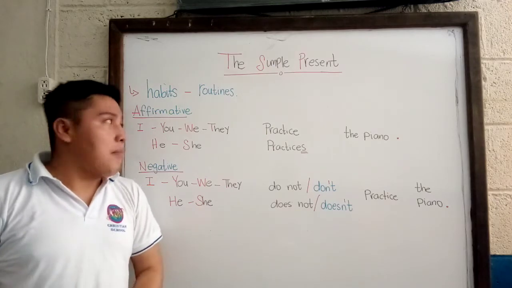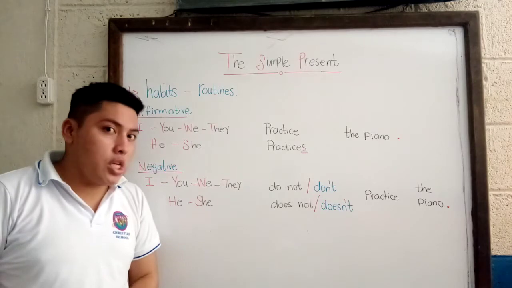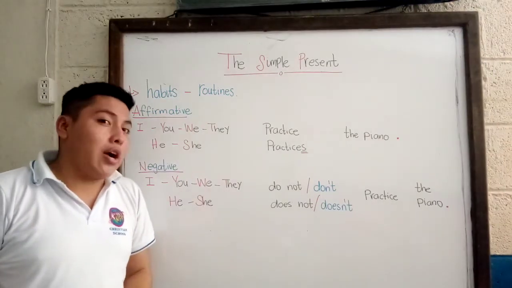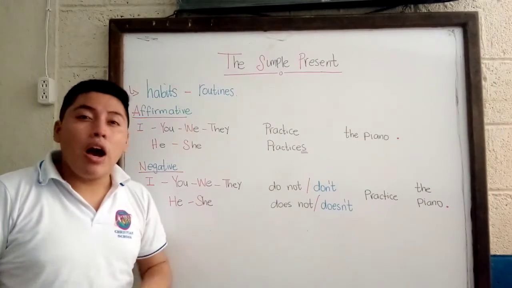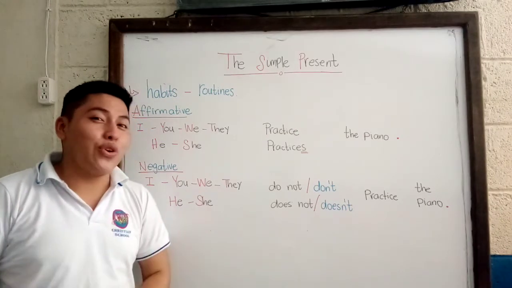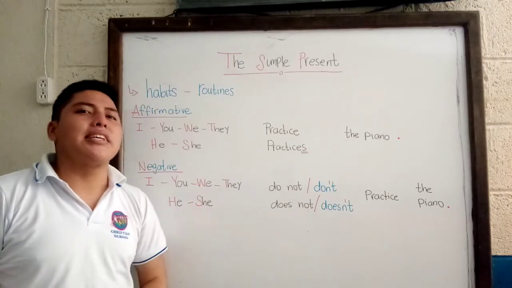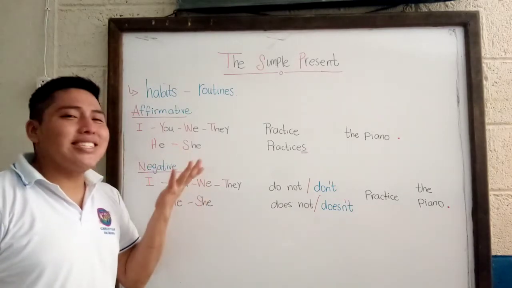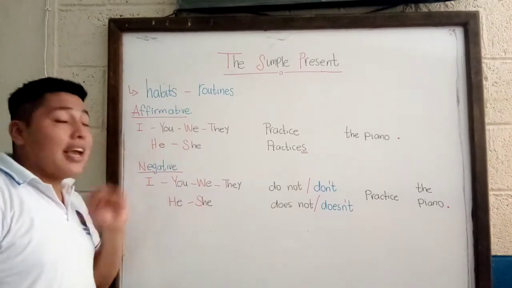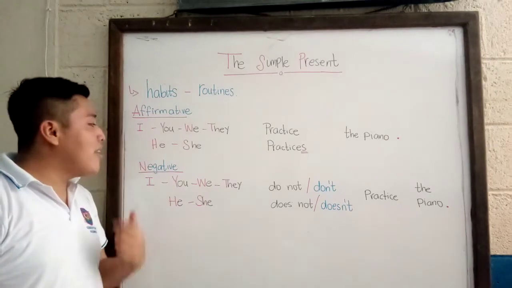Okay, maybe a habit could be reading the newspaper every morning, or a routine could be walking the dog every afternoon. Are you exercising this quarantine? It could be one of your routines or your habits. Do exercise. Okay, so this is the simple present. So now let me explain two ways to express the simple present, the affirmative and the negative.